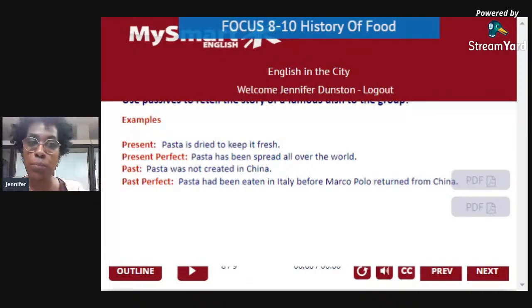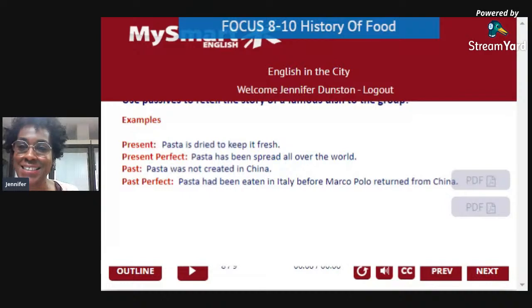We know that in order to make a passive sentence, we have the verb to be. Yes, you are, Elena. You're improving every minute. We know that in order to make a passive sentence, we need the verb to be, and we need our past participle. Yes, you are. And the lessons do work, Elena. The lessons do work.